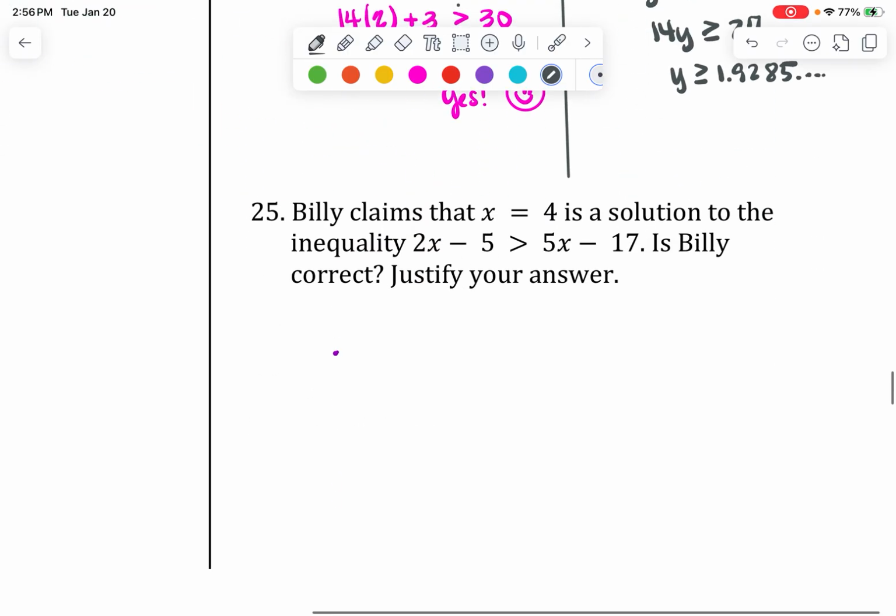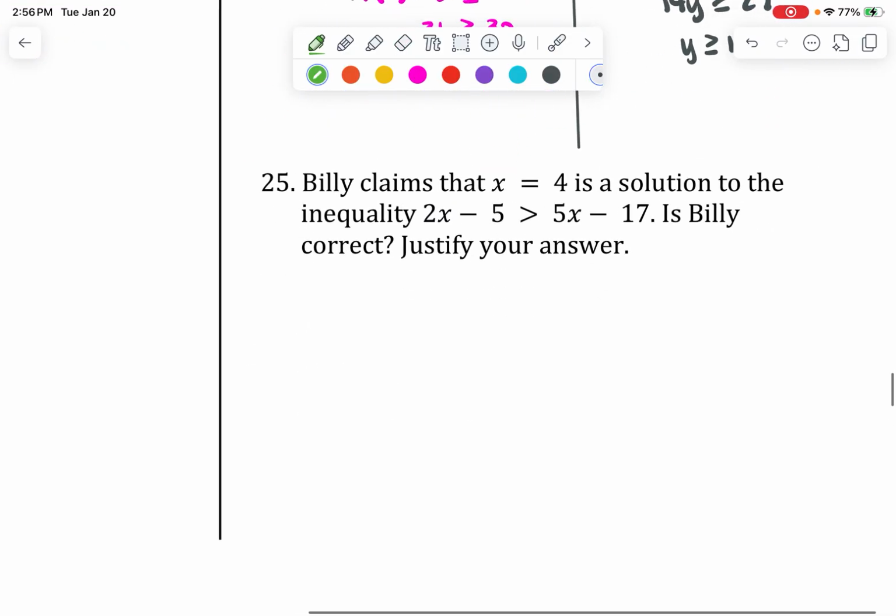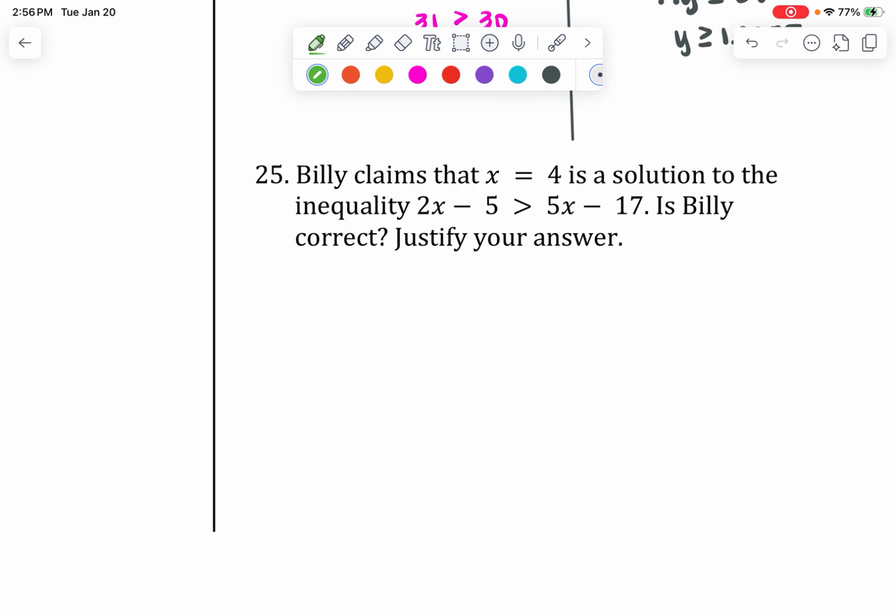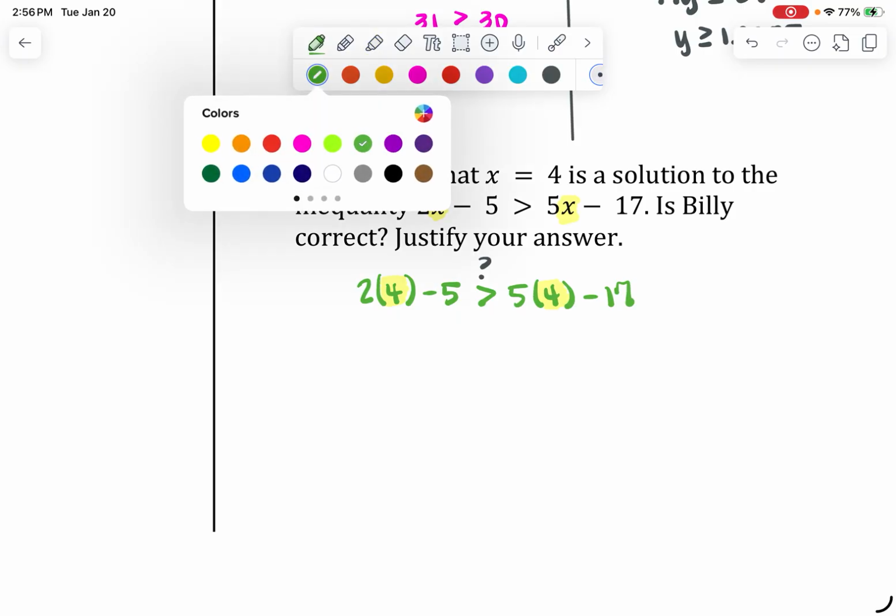All right, number 25. Billy claims that x equals 4 is a solution to this inequality. Okay, well, let's see if Billy is right. I'm going to use the first option of just plugging in because I just think that's a lot easier. So 2 times 4 minus 5, is that in fact greater than 5 times 4 minus 17, right? So I'm just going to plug. Let me highlight here, right? I'm plugging a 4 in everywhere I see an x. And then I'm going to simplify that and see if I get a correct answer.